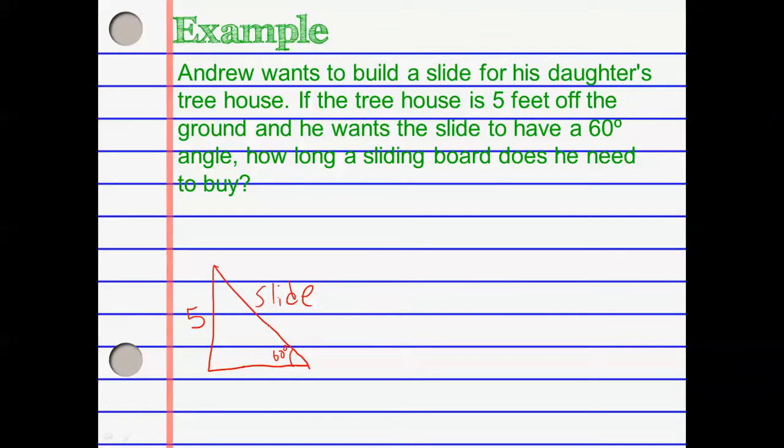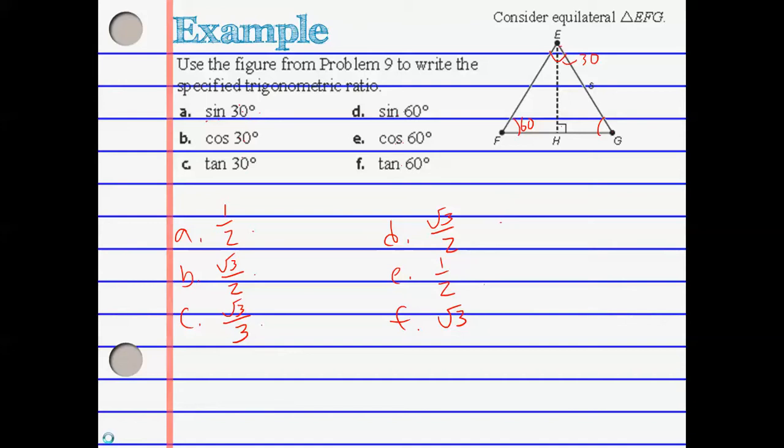So what we're wanting to do is figure out how long the hypotenuse is of this right triangle. The first thing that we have to do is figure out which trig ratio we want to use, sine, cosine, or tangent. If we have 60 degrees, we have the opposite and we have the hypotenuse. So that means that we're going to use sine. So we have sine 60, and it's going to equal 5 over whatever the slide length is, which is going to be x.